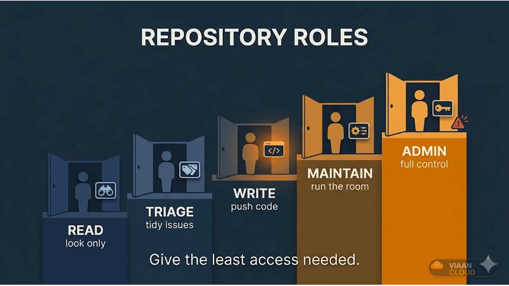When you give a team or a person access to a repository, you choose how much, and there are 5 repository roles, from least to most power. Read, you can look and clone, nothing more. Triage, you can manage issues and pull requests, tidy the room, but not change the code. Write, you can actually push code, this is the everyday developer role. Maintain, you can run the project day to day, manage settings without the most dangerous switches. And admin, full control, including deleting the repository. Think of it as what your keycard does inside a given room. Look, tidy, work, manage, or demolish. Give people the least they need to do their job.